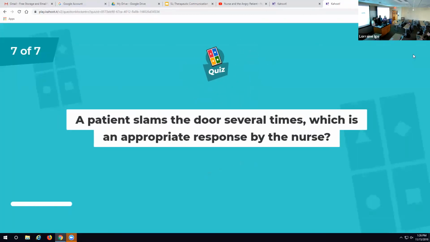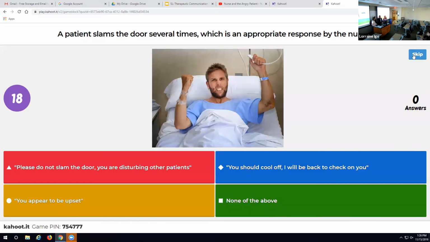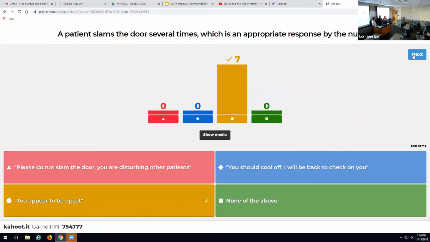And this is the last question. Patient slams the door several times, which is an appropriate response by the nurse? Yep, you appear to be upset. When you're saying please do not slam the door, you're disturbing other patients, you really want to focus on how they're feeling. You want to assess their emotions, and that's not really assessing their emotions. You're just saying stop, and you're focusing on the other patients, not your patient.